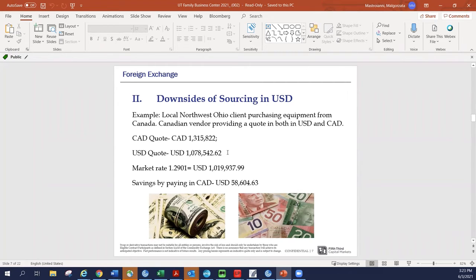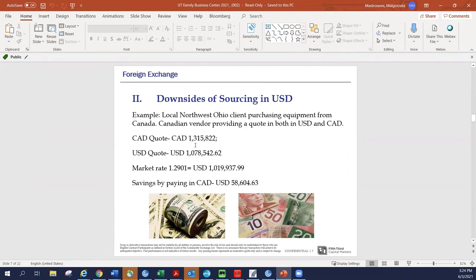So what we did was we reached out to the client to determine whether they had an option to pay in Canadian dollars. That invoice, which they received from the Canadian supplier, actually included both the Canadian dollar pricing and the US dollar pricing. So at the time when we were making this payment, we took a look at the exchange rate. At that time, the Canadian dollar traded at 1.2901, meaning $1 US dollar equals 1.2901 Canadian.